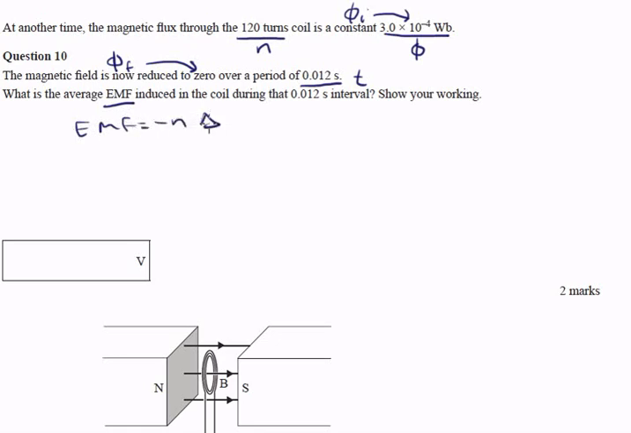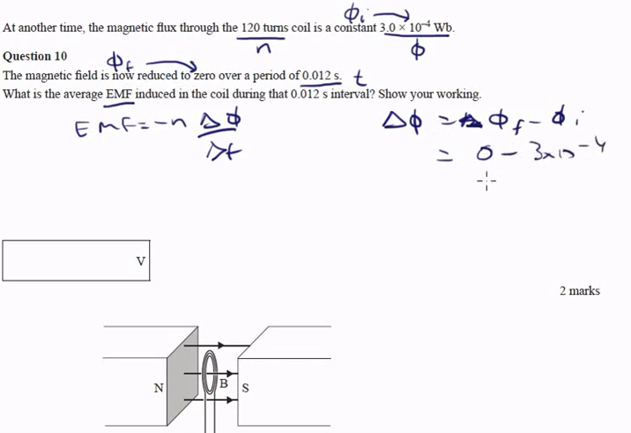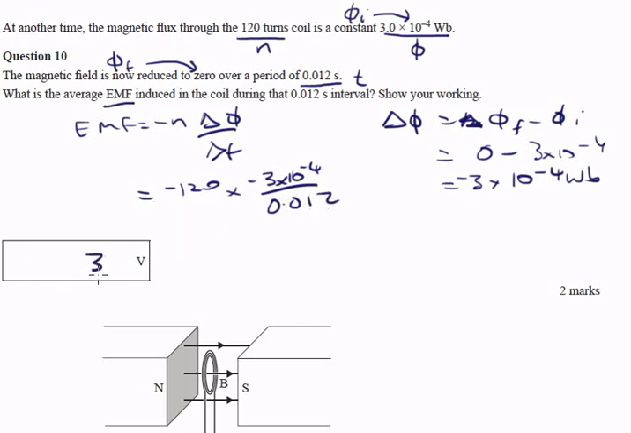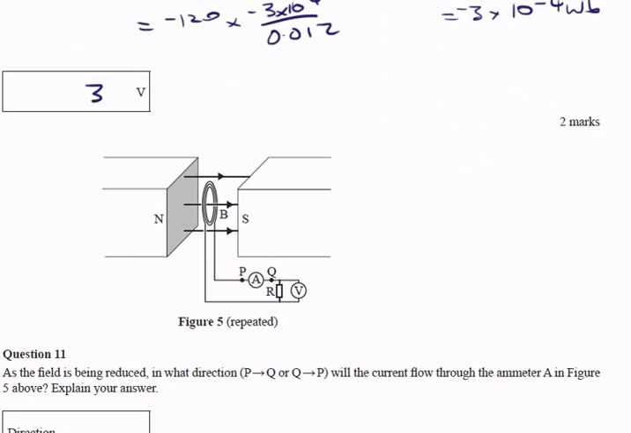EMF equals negative N change in flux over change in time. Change in flux, change in anything, is the final minus initial. In this case, the final magnetic field goes to 0, so the flux is 0, and the initial was 3 by 10 to the minus 4 Weber, so the change in flux is minus 3 by 10 to the minus 4 Weber. Let's put in the equation: negative 120 times negative 3 by 10 to the negative 4 over the time, and you work that out, it comes out to 3 volts.